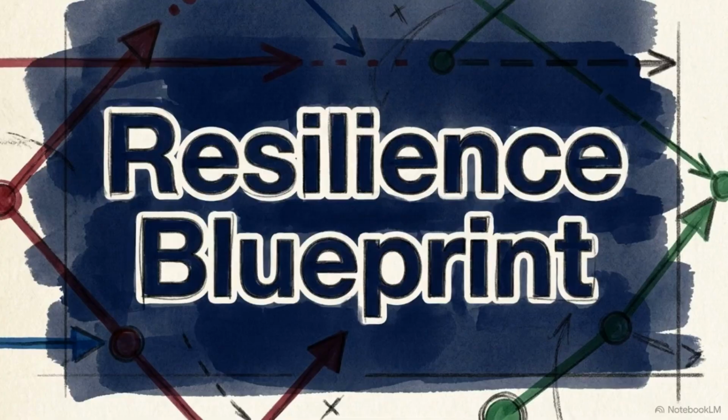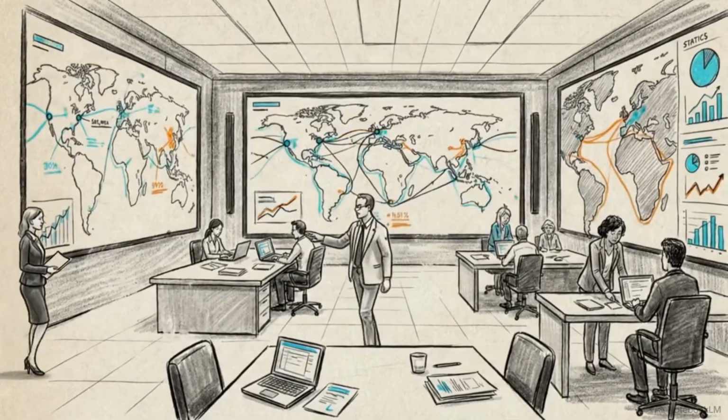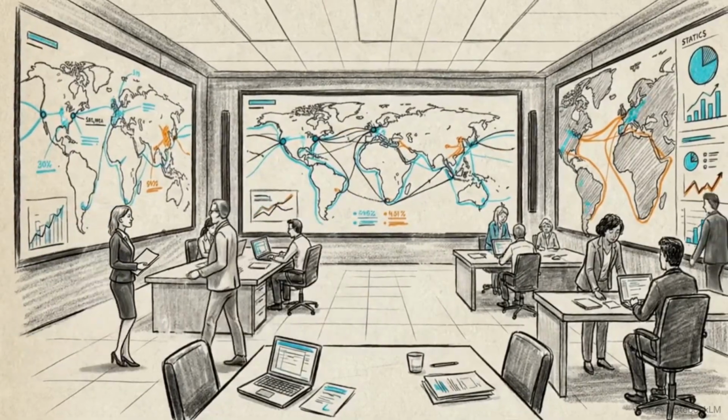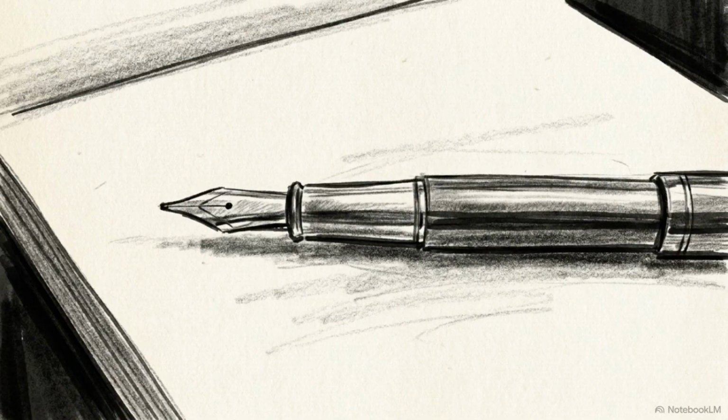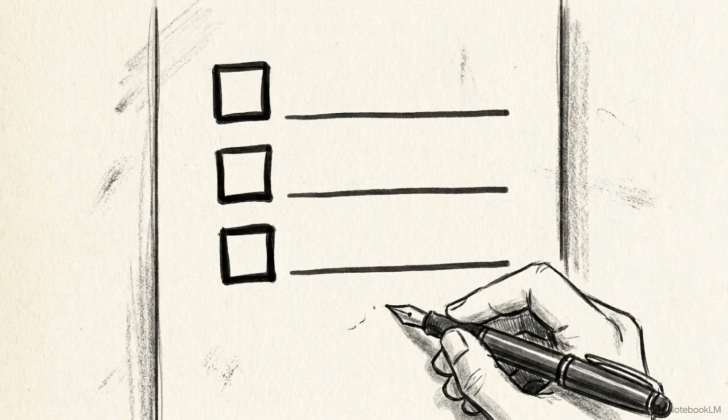Today, we are going to build a supply chain disruption action plan using frameworks from MIT Sloan. By the end of this video, you will have a clear strategy to protect your business from the next geopolitical shock. Before we start step 1, grab a pen. Identify and write down the 3 most critical operational components or raw materials your business needs to function.